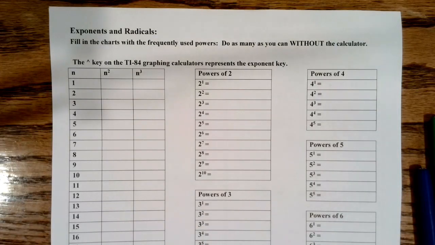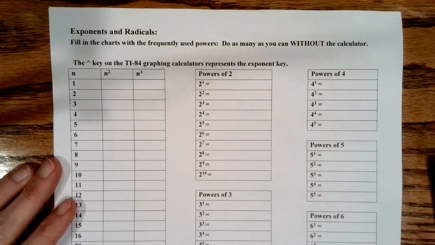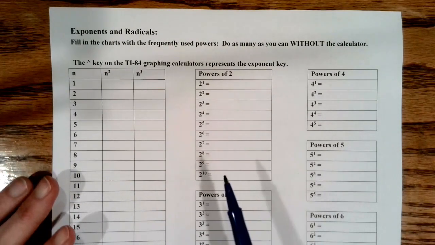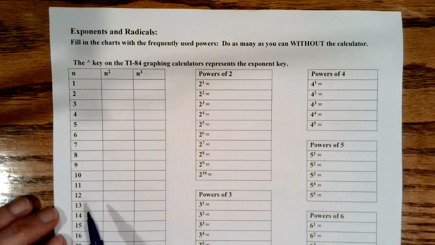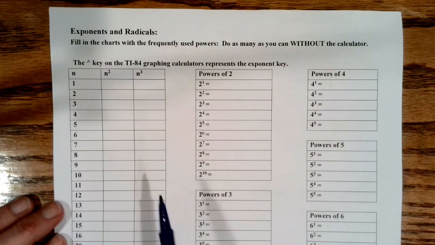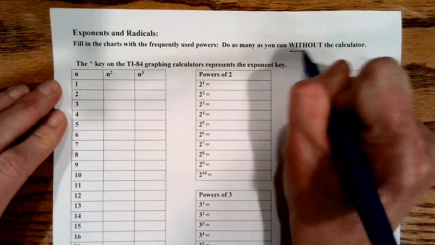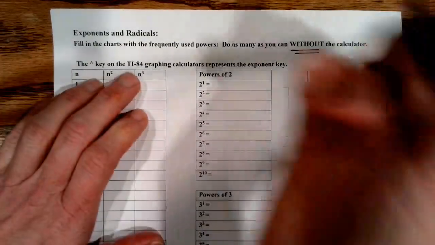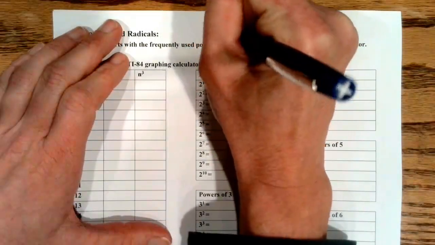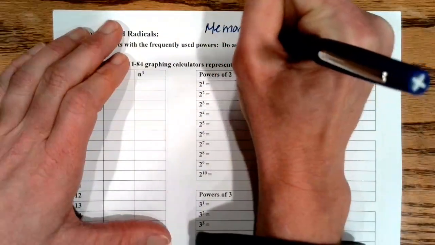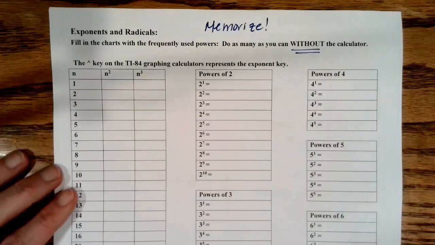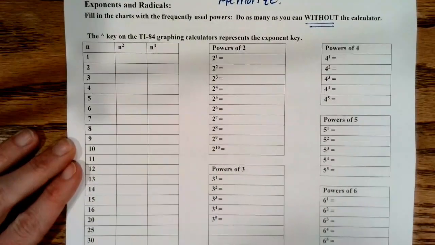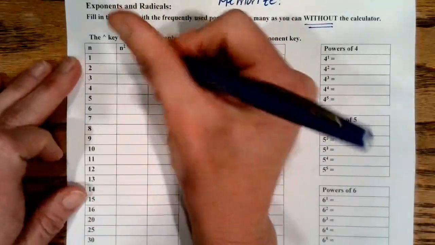All right, so this next page is kind of what I was referring to about how and why I know my powers of 2, my powers of 3, 4, 5, 6, and how I have my n squared and my n cubed memorized. We're looking for you to do as many of these without the calculator as you can, but I have to tell you, and you don't like hearing this, it's best if you memorize this entire page. So instead of plugging it into the calculator, see what you can do on your own.